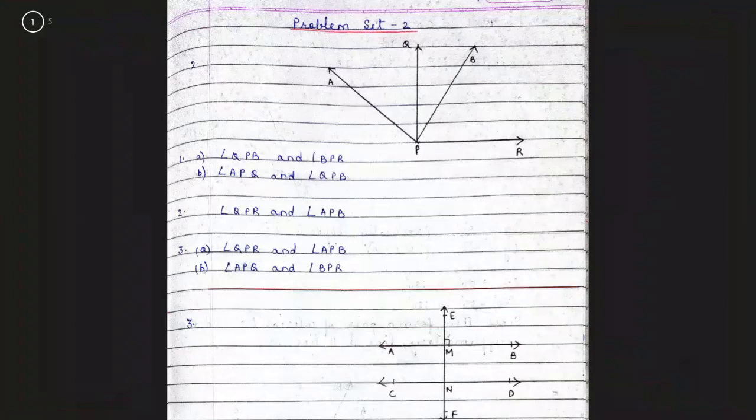this is your figure. QP is perpendicular to PR. You have taken 2 points B and A which lie in the interior as well as exterior of this angle in such a way that the angle formed, APB, is also a right angle. Okay. Now there are a few questions which they have asked you to write.